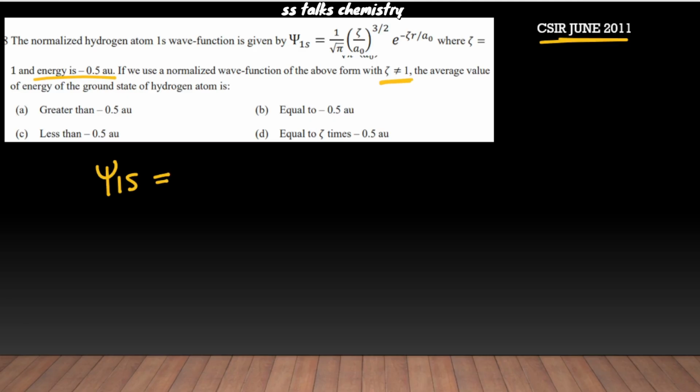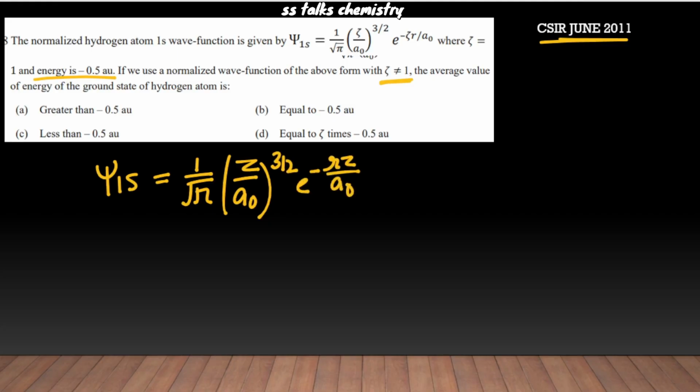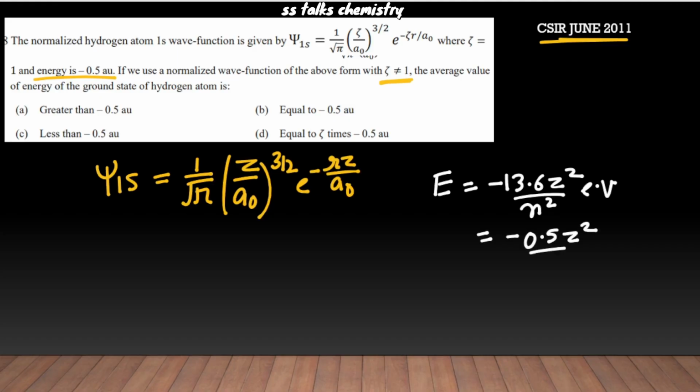So psi for the 1s orbital, we know, is 1/root pi into (Z/a naught)^(3/2) e^(-Z r/a naught). This is the wave function. Corresponding to this, the energy in different units: we get the energy as minus 13.6 Z squared upon n squared, in units of electron volt, and this is equal to minus 0.5 Z squared upon n squared in units of atomic units. Now this energy we need.